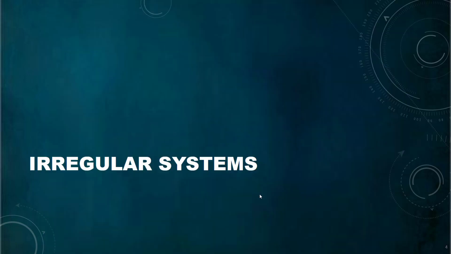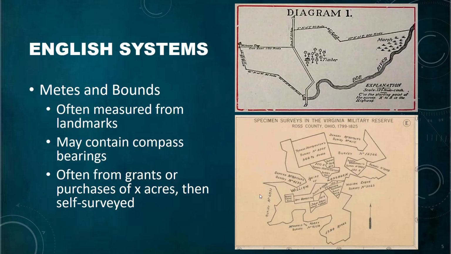So there are two types of systems that we're going to talk about for dividing up land in the U.S., and that's irregular and regular systems. And the first one I want to talk about, because it's the oldest one used, are the irregular systems. So we'll start off with the English systems, and this predominantly is referred to as metes and bounds. You'll see this in your book as well.